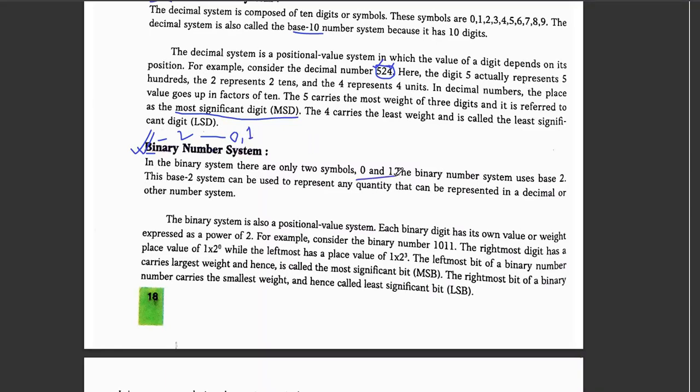We studied that. Now there are two symbols, 0 and 1. And who uses this binary number system? Computers, right? So it is also called a low level language. Okay, so in binary number system there are only two symbols, 0 and 1. The binary number system uses base 2, because it has only two symbols. Decimal number system, what base was it? 10, because it has 10 symbols, right? So this base 2 system can be used to represent any quantity that can be represented in a decimal or other number systems.